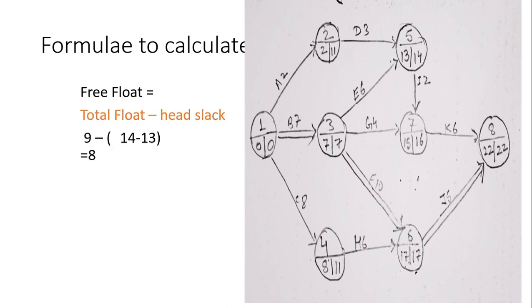The formula to calculate it is total float less head slack. Head is this one, where the arrow is pointing. This is the tail, and this is the head. Total float we already know, that is 9. Head slack is 14 less 13, the difference basically. So now the free float is 8. How much time did we delay? We delayed 7 days. So that's why the succeeding activity didn't get impacted.